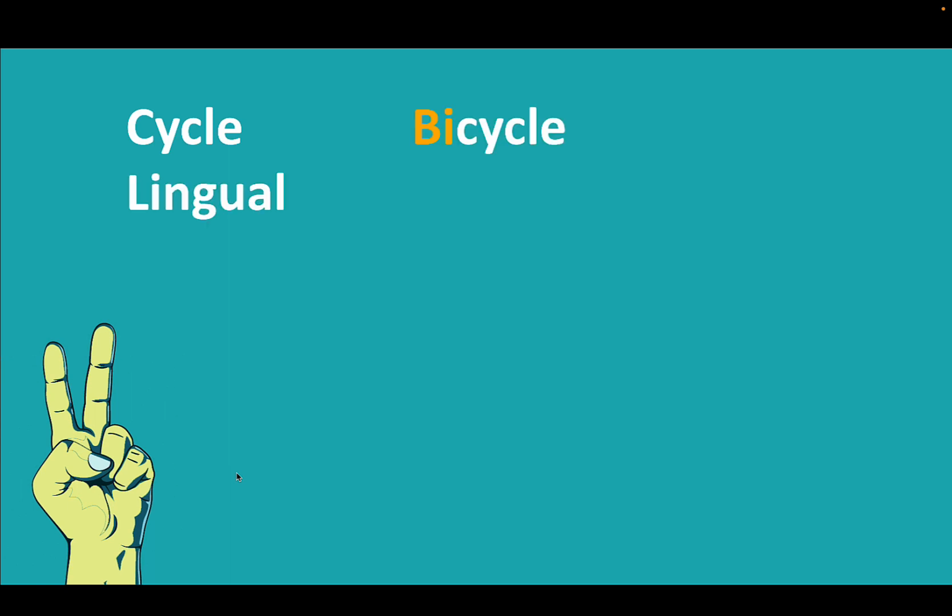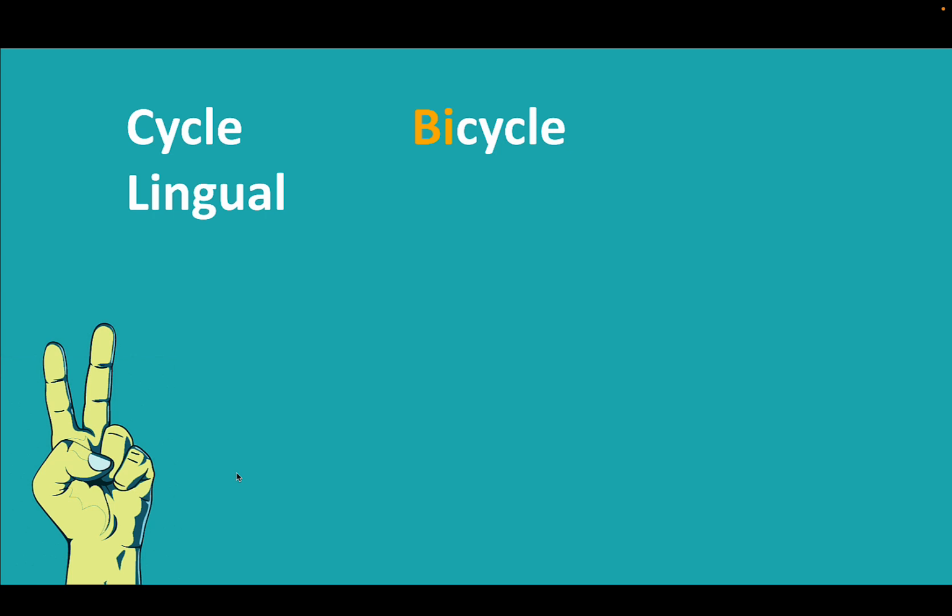All right, let's think of the prefix bi. And when you add a bi to something, you're usually giving the idea that there's two to something. Let's take a look at some examples. We can think of a cycle, and if we add the bi in front of cycle, we have a bicycle. A bicycle has two wheels.